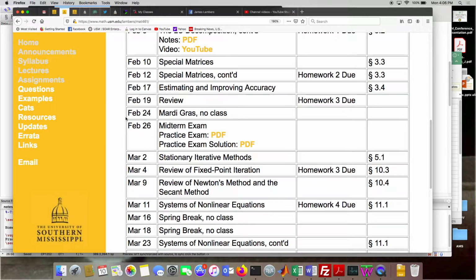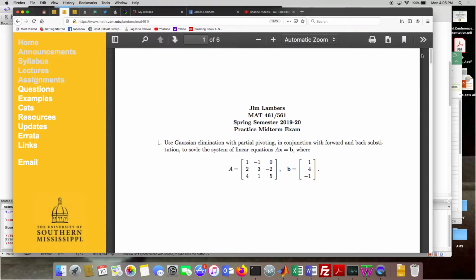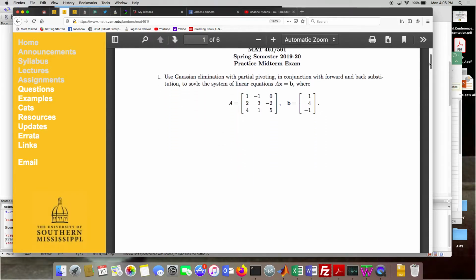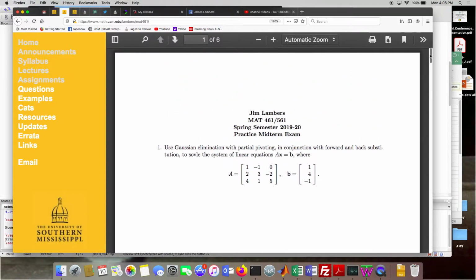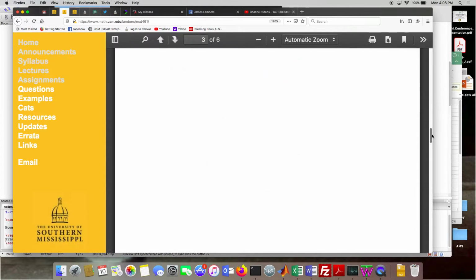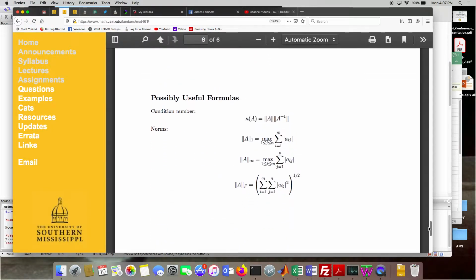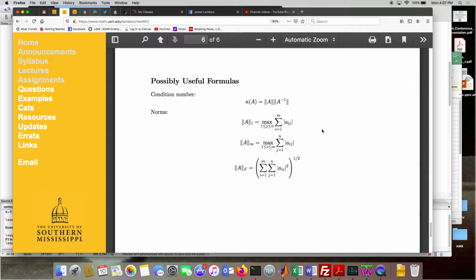On the entry for the date of the test, February 26th, you can see the practice test here. The way it's going to work, and those of you who took 460 last semester will be familiar with this format, there are 2 parts. One of regular problems, and there will be 5 of those. And there will be a formula sheet. I might add to this. I haven't really decided yet.